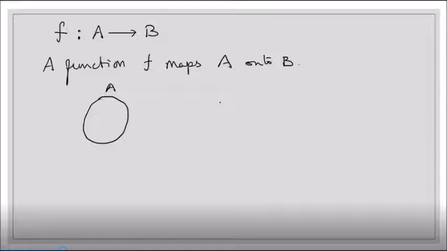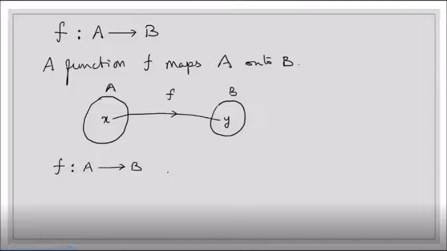This is set A. This is set B. So there is an element x here, and there is an element y here. The mapping from A to B is a function. Then we can say f maps A onto B, defined as f of x equals y. This is the definition of a function.